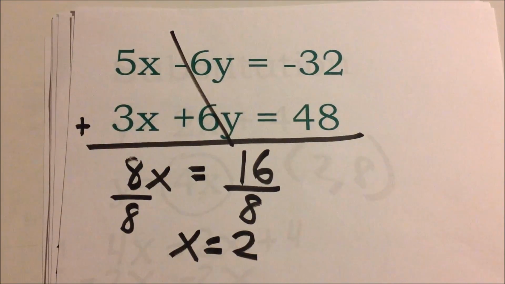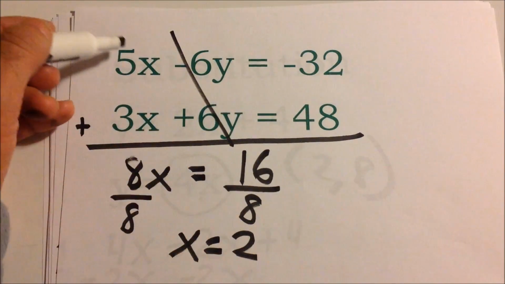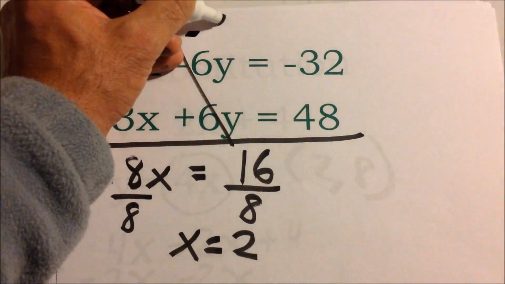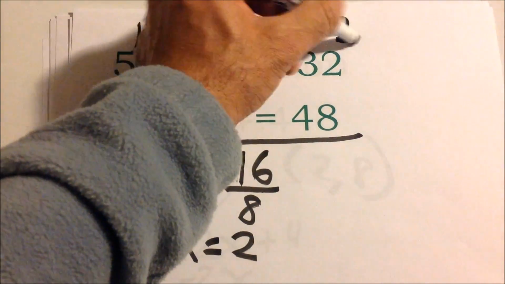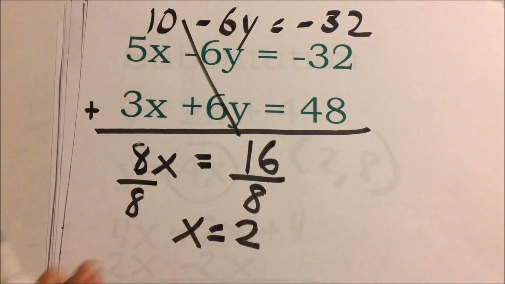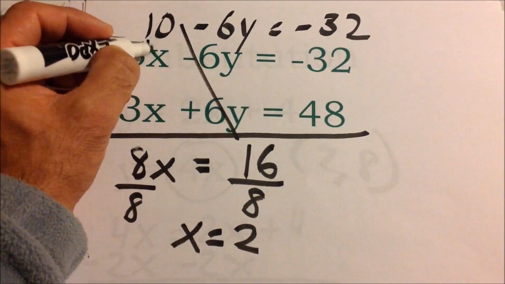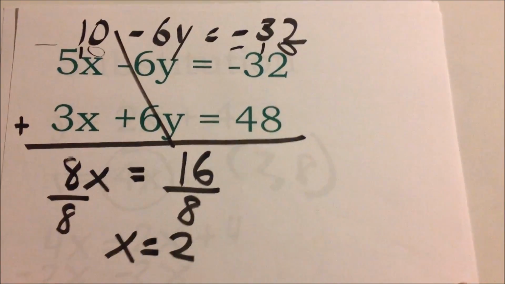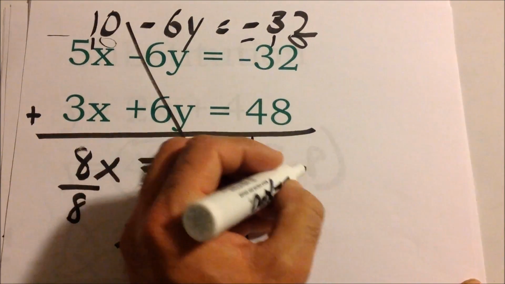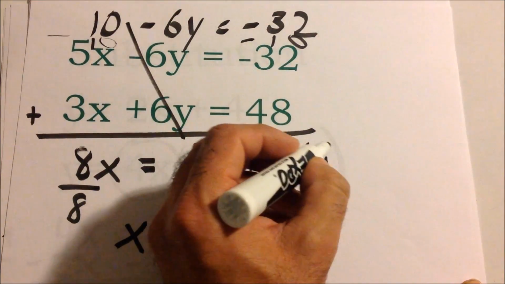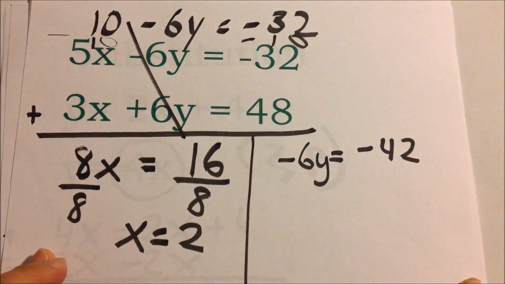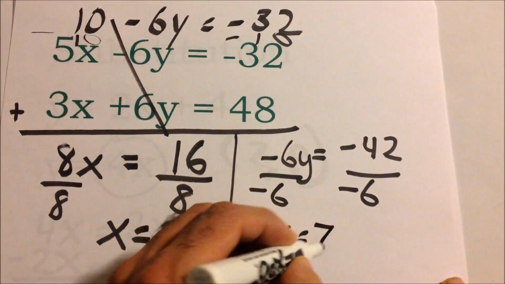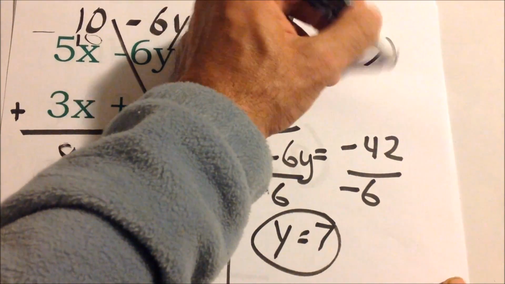Now, I need to find what y is. So take the 2 and put it into the x's, any x you want. Let's check the first one. 5 times 2 is 10. 10 minus 6y has to equal negative 32. We have a positive 10 here, so we're going to minus the 10 on both sides. Gets a little messy when you do these. So now we have negative 6y equals negative 42. Divide out a negative 6 on both sides, and we have y equals 7. So our solution should be (2, 7).